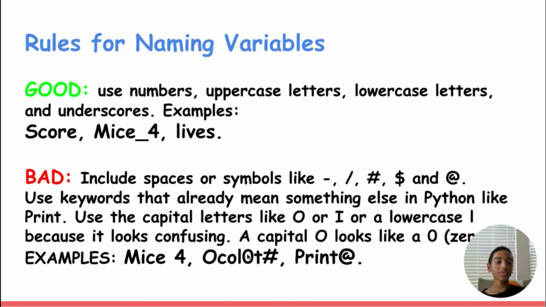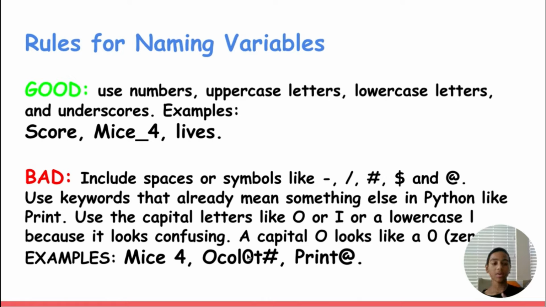Here are rules for naming variables. Good: use numbers, uppercase letters, lowercase letters, and underscores. Examples: score, mice_4, and lives. These are the good things you need to name a variable.